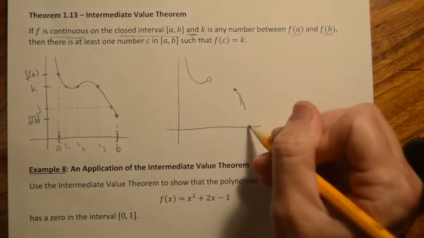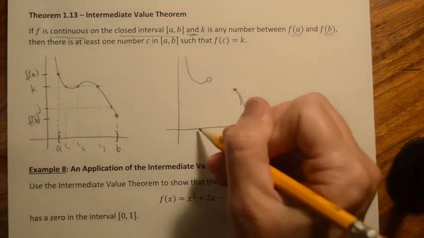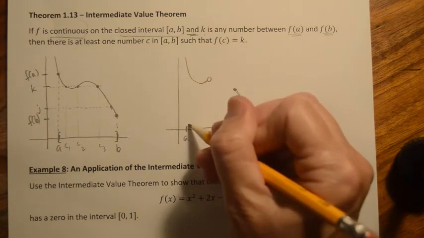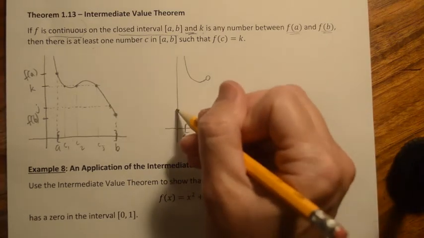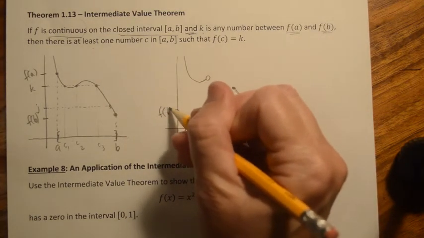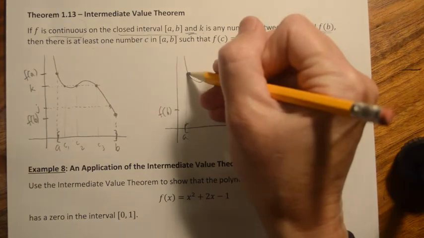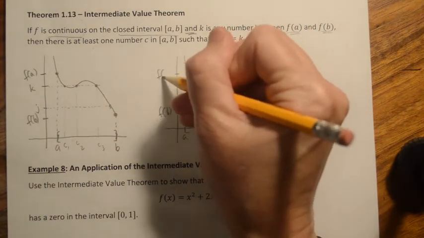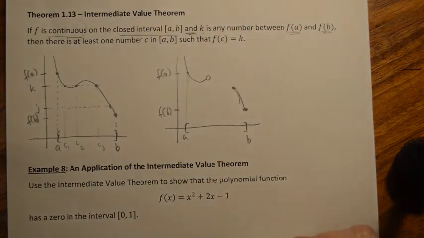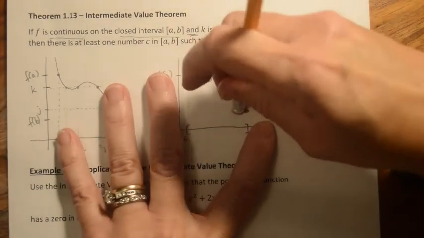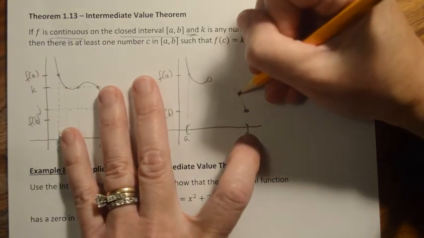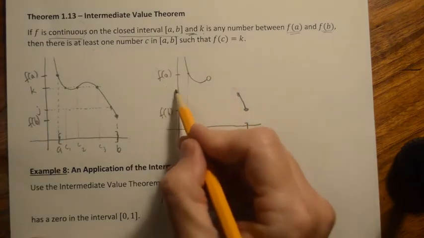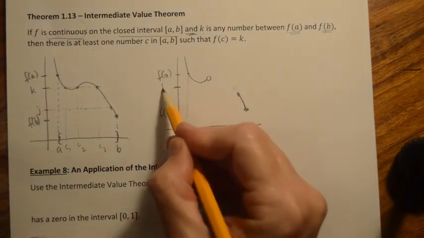All right, so let's say it looks something like that. And this is b, and this is a. All right, so here's f of b, and here's f of a. I'm going to erase this and make the space between them a little bit more exaggerated. Right, and then let's say I pick k somewhere around here.